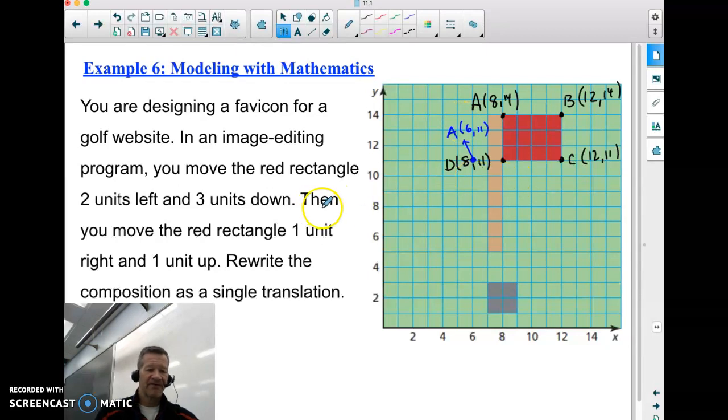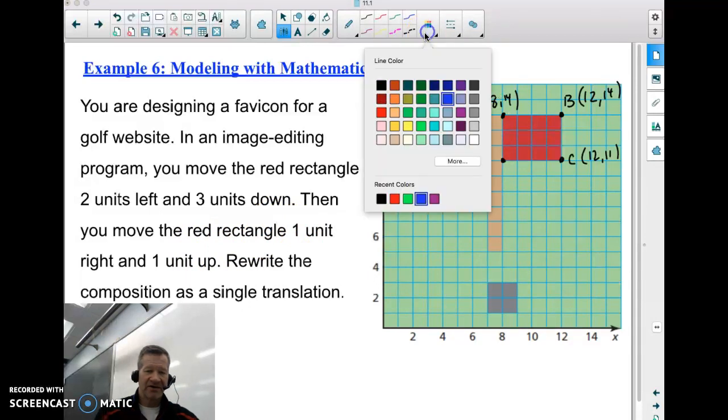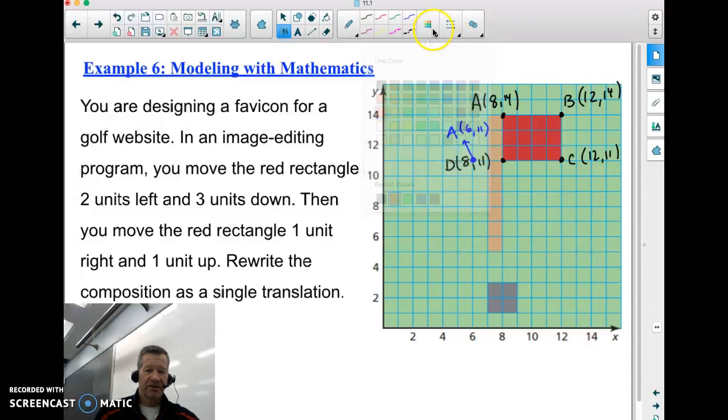Now, if I then move it 1 to the right and 1 up, so let me get a different color now. I don't think green's going to show too well. Let's try red. 1 to the right and 1 up, now A ends up being right here. Okay, so point A ends up being at (7, 12).